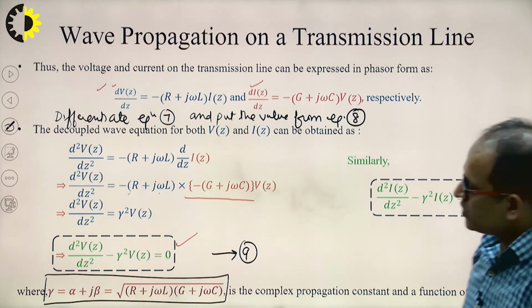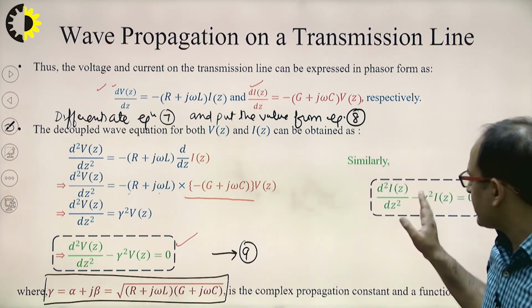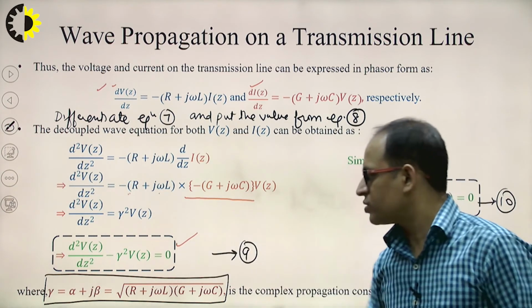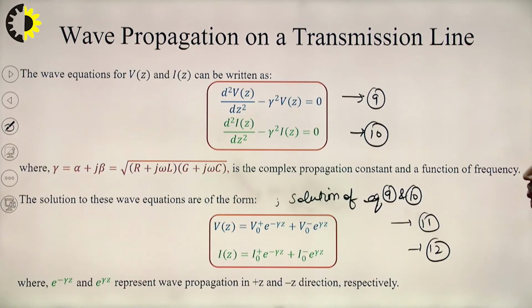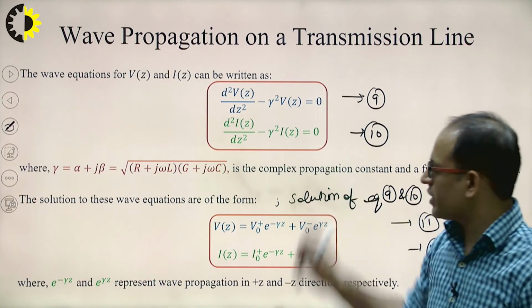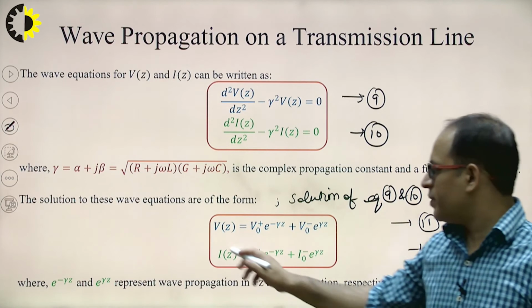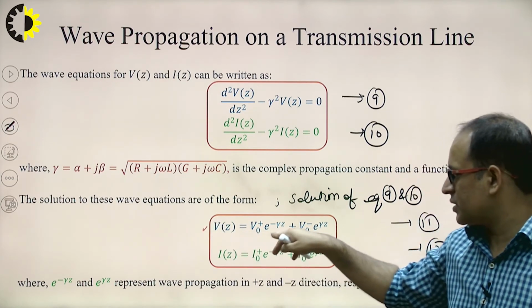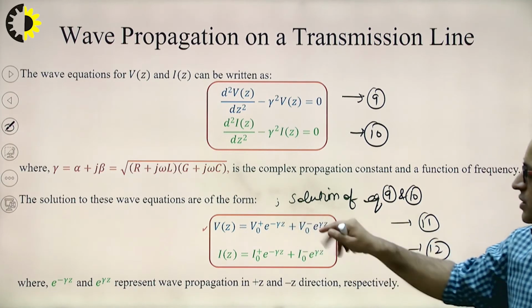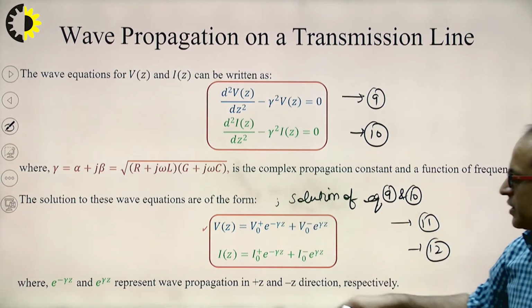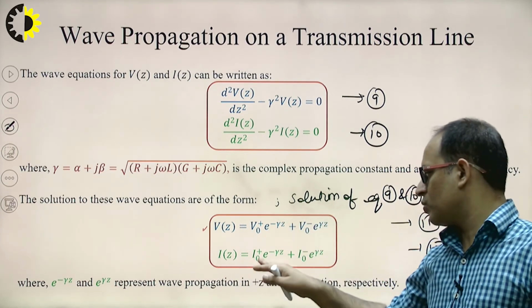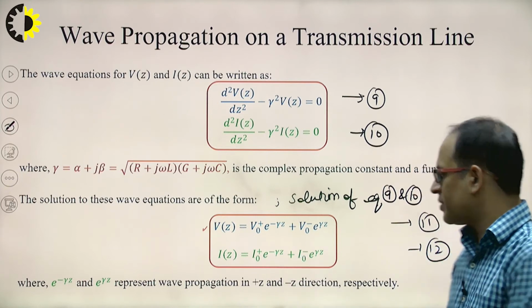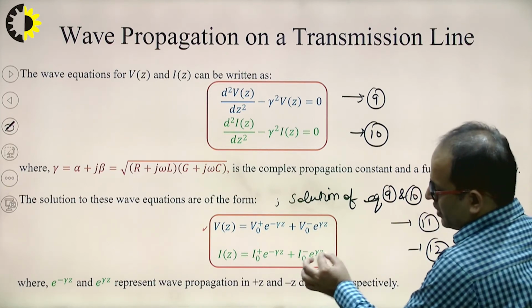Now these are the second order partial differential equations. On solving the second order differential equation, the solution will be V(z) equal to V0 plus e to the power minus gamma z plus V0 minus e to the power gamma z, and I(z) equal to I0 plus e to the power minus gamma z plus I0 minus e to the power gamma z.